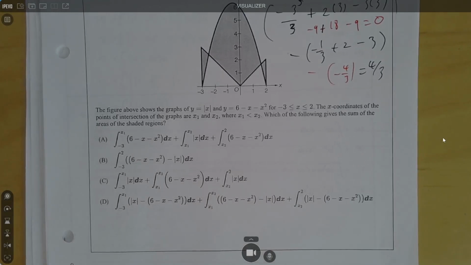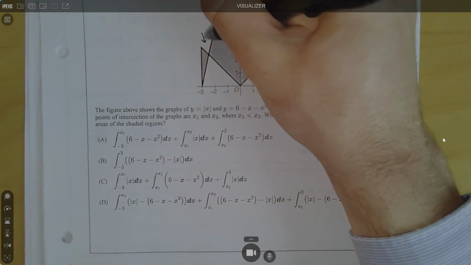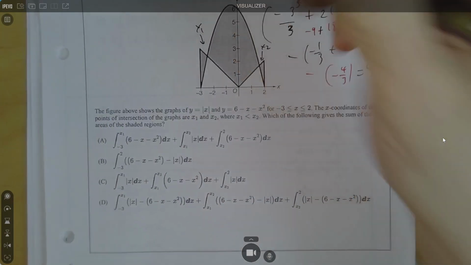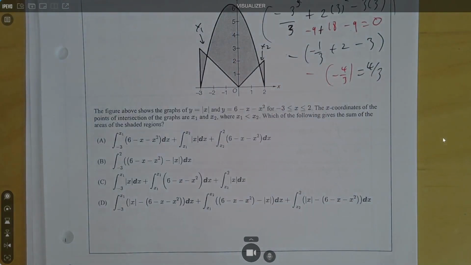Continuing, number 5. The figure above shows the graph y equals the absolute value of x, y equals 6 minus x squared from negative 3 to 2. The x coordinates of the points of intersection are x1 and x2, where x1 is less than x2. So this is just x1, and this is x2. Which of the following gives the sum of the areas of the shaded region? So again, it's just the top minus bottom that you need to know.